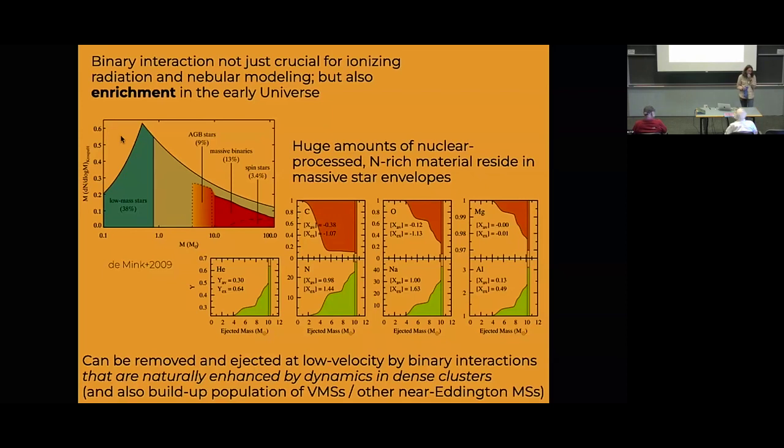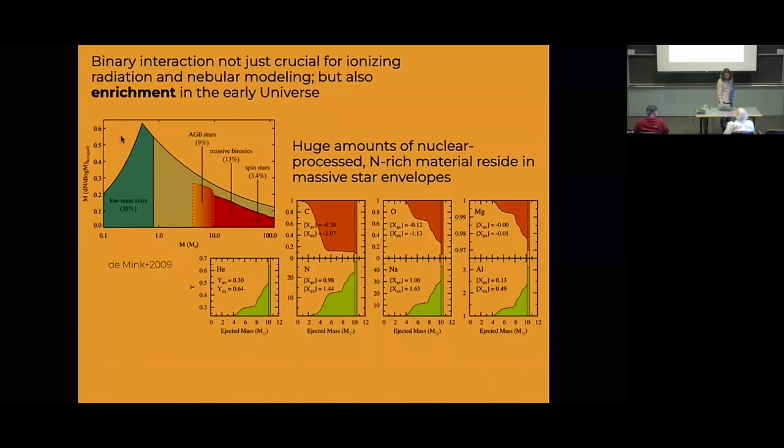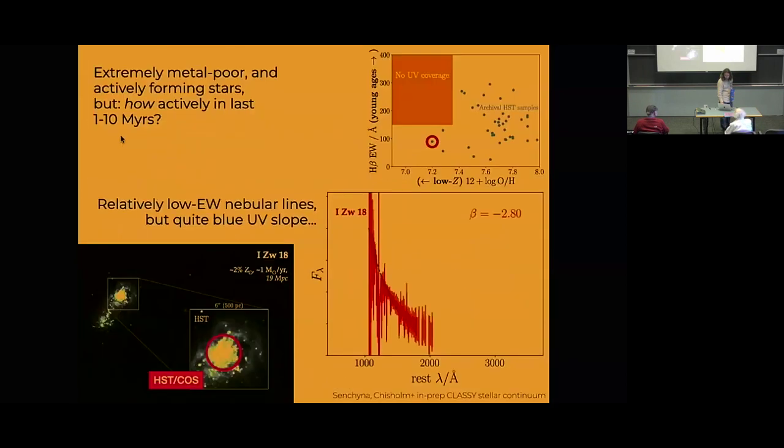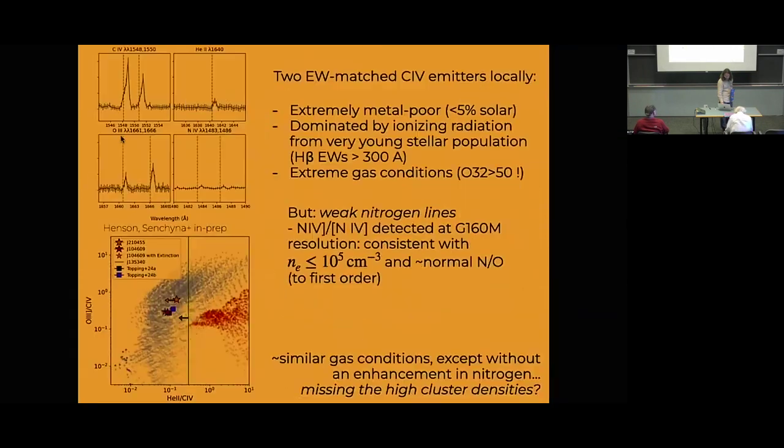Great talk. Can you go back and walk through the basic physics of how you get the density constraint for the high equivalent width carbon four emitters? Oh yes, very good question. The densities that we're talking about, these 10 to the 5, 10 to the 6 for these nitrogen emitters, are generally coming from either carbon 3 or nitrogen 4 here.